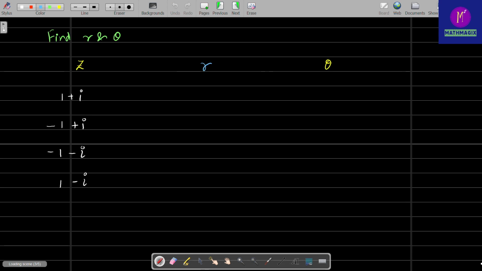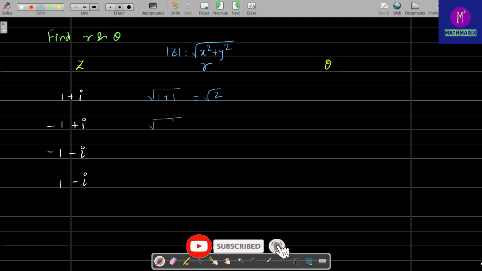Let us now see some examples where we will find out r as well as theta. Here, in all cases, x is either 1 or minus 1. Similarly, in all cases, y is either 1 or minus 1. We know that the definition of r is the modulus of z, which is the square root of x square plus y square. In the first case, we have the square root of 1 square plus 1 square, that is the square root of 1 plus 1, which is the square root of 2. In the second case also, minus 1 square is 1 and 1 square is 1, so we get 1 plus 1, that is the square root of 2.